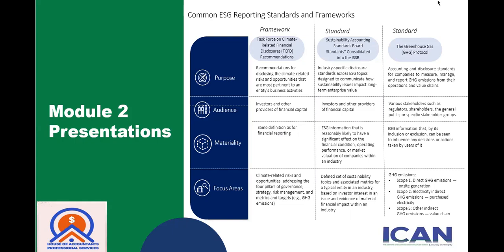So the standard we're talking about here is the Sustainability Accounting Standards Board standard, consolidated into the ISSB. Then the last one is the greenhouse gas, which is the protocol. So very quickly, let's look at the purpose of this. The recommendation for disclosing the climate-related risk and opportunity that are mostly pertinent to an entity's business activities.